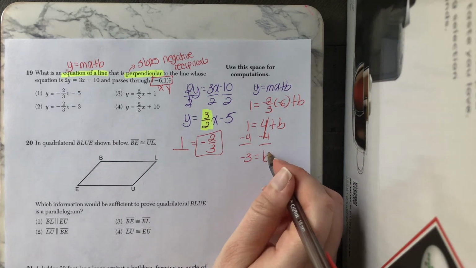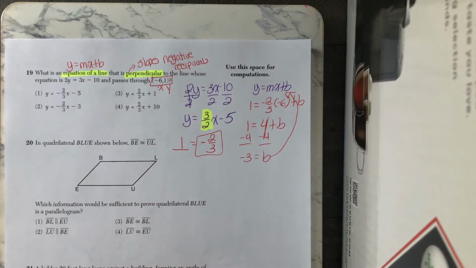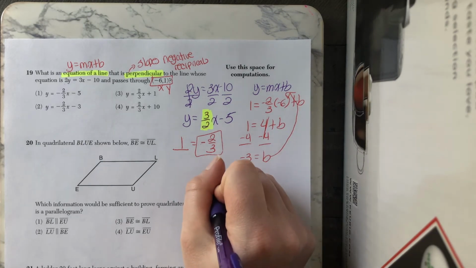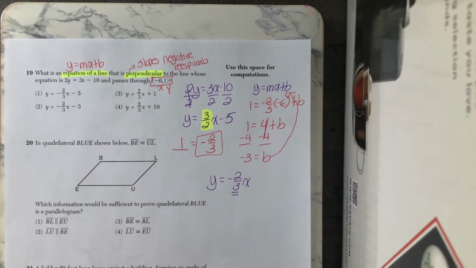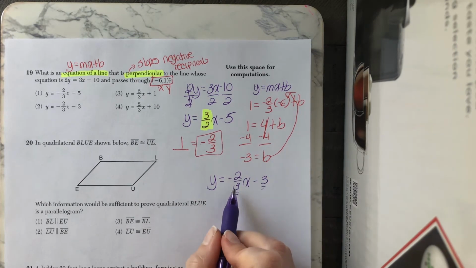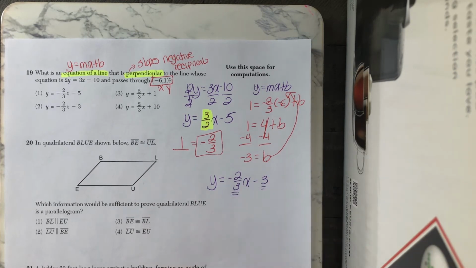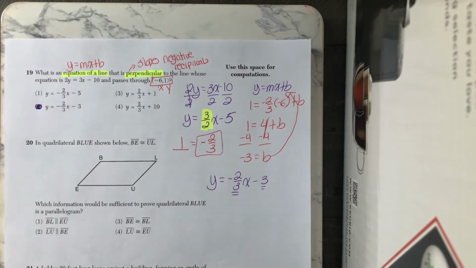Then I'm just going to take this and plug it into the equation so that I can get my final answer. So again, y equals negative 2 over 3x, because that's the slope that I needed, and then that b value was minus 3. So I have y equals mx plus b, and it looks like choice 2 is going to be my final answer. All right, here we go.